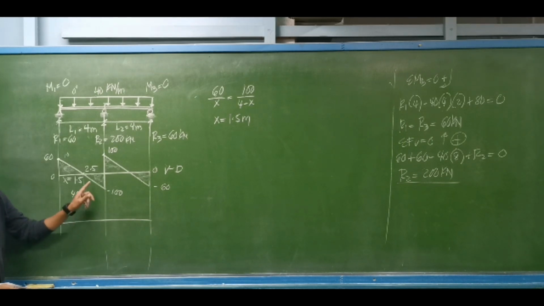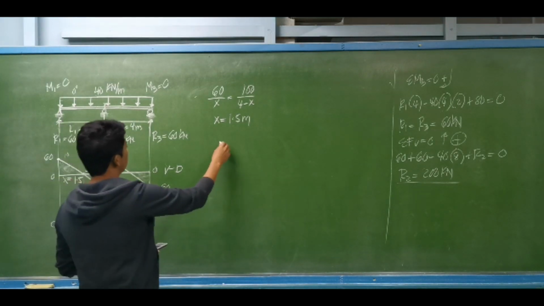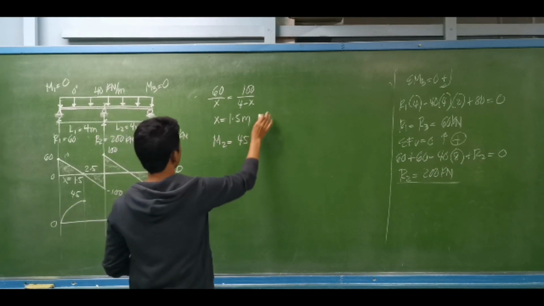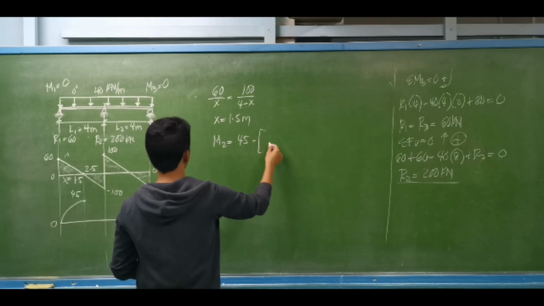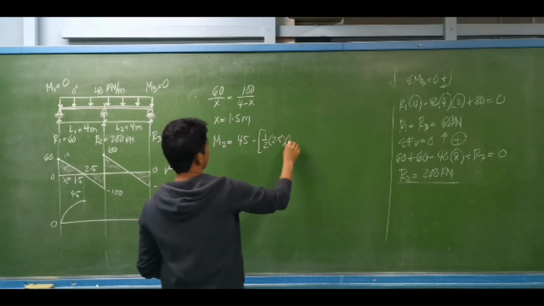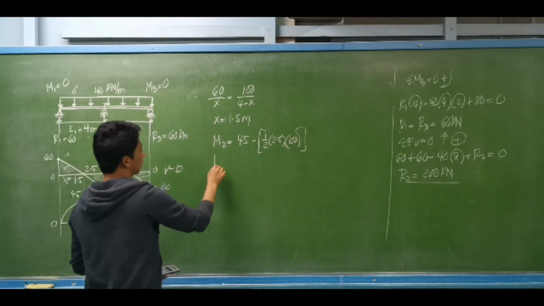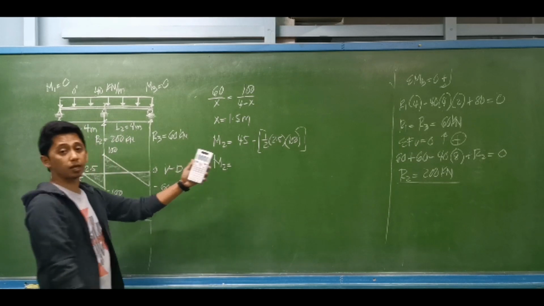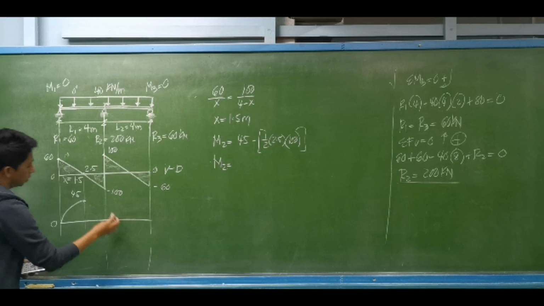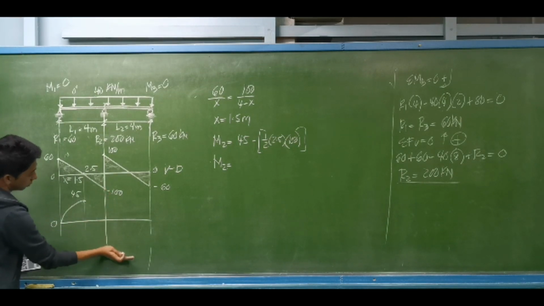Then we have 45 minus this area. Let us check if this will be the moment at support 2. That is 45 kilonewton meters minus a negative area, one half of 2.5 times 100. Let's check if we arrive at the moment at support 2, which is negative 80 kilonewton meters. That is 45 minus 0.5 of 2.5 times 100. So this is correct, we have a value of negative 80 kilonewton meters.